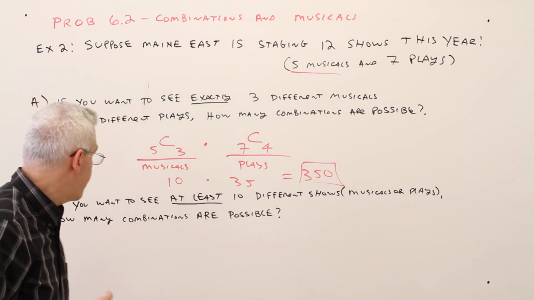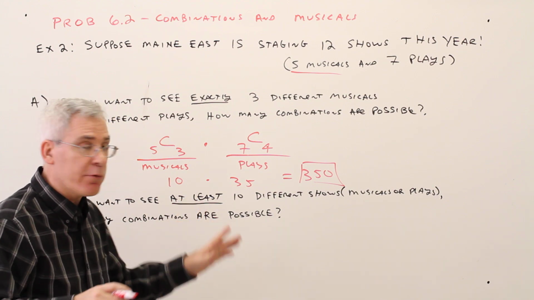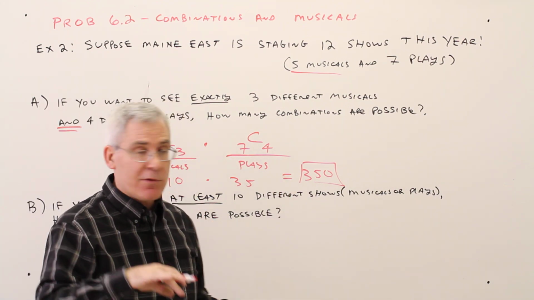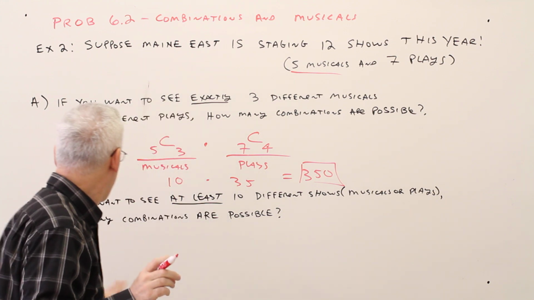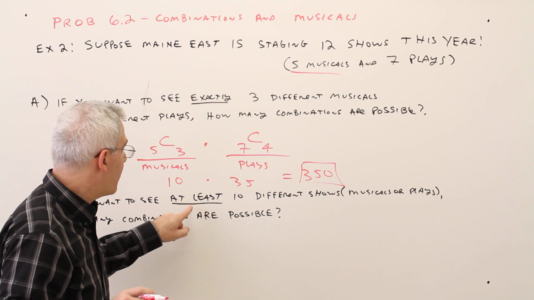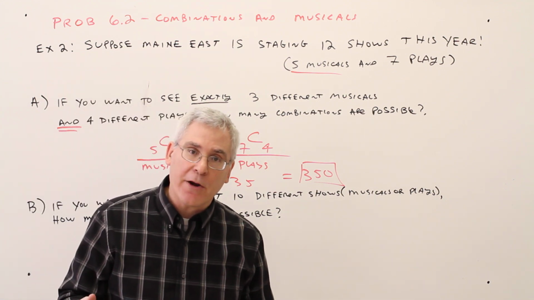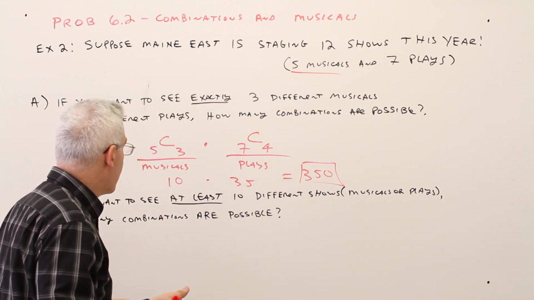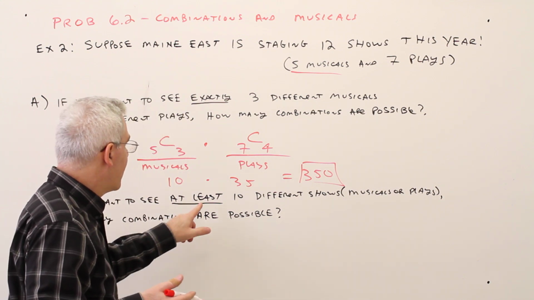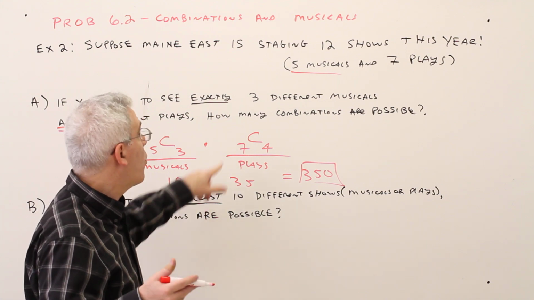Okay, part B. You want to see at least 10 different shows, and you don't care what they are. They could be musicals or plays, doesn't matter. How many combinations are possible? Okay, so now the important words are at least. Again, we know we're dealing with combinations. Order does not matter. All right, so at least 10, well, it could be 10 or 11 or 12.